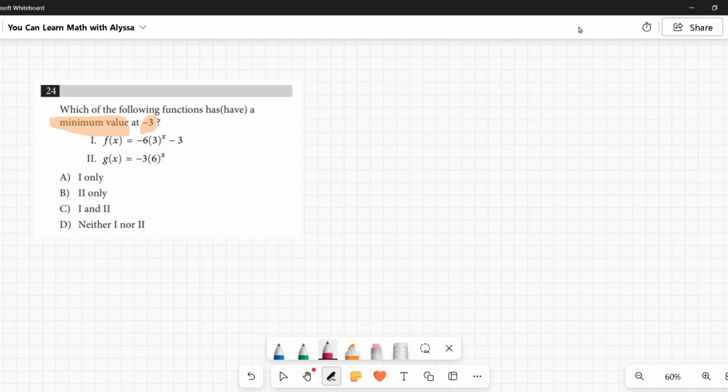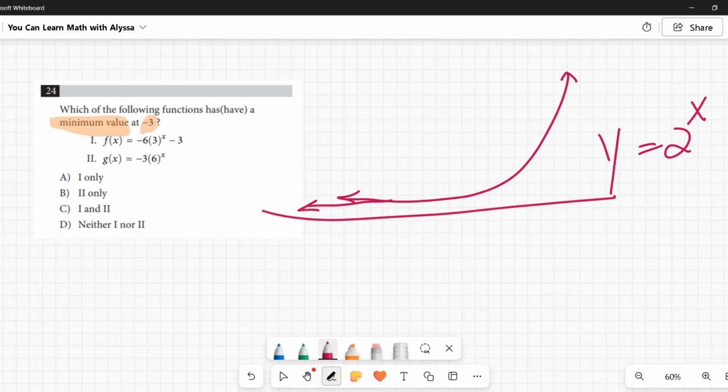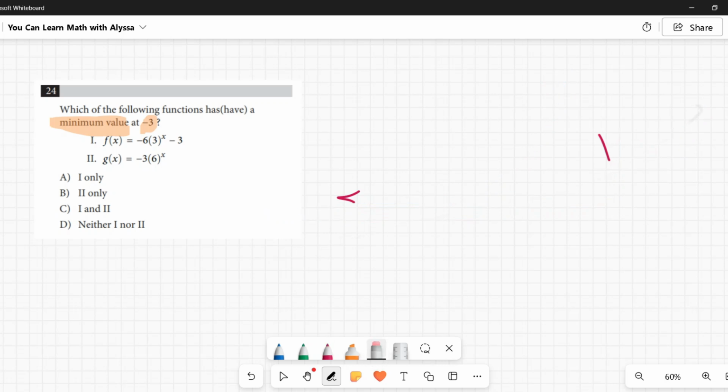3, 2, 1. We have a basic sort of shape where it goes up to the sky like that. That's our normal base form, like if it was something like y equals 2 to the power of x. That's what it would look like. To the left, it would be approaching 0, and to the right, it would be going into infinity. But let's get a more precise look at this.